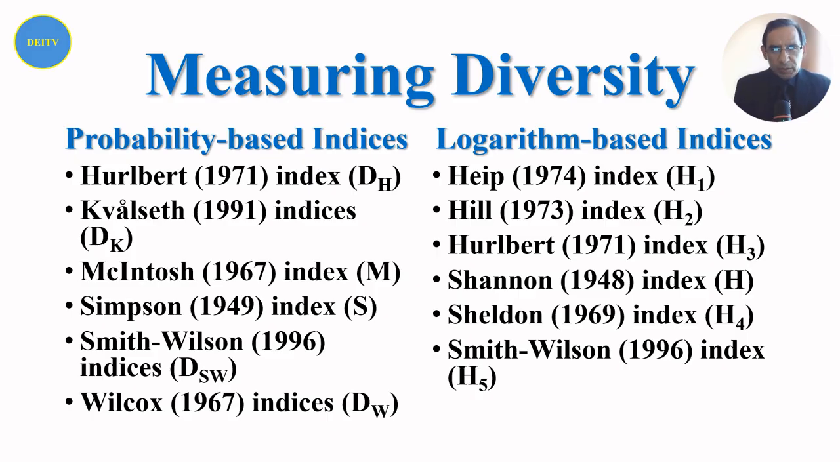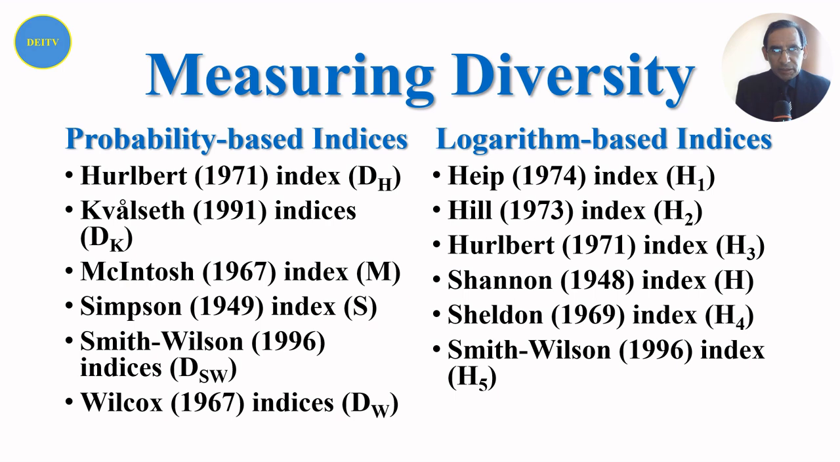As mentioned in the previous episodes, there are probability-based indices and logarithm-based indices. The probability-based indices include the Hurlbert index, which will be discussed in this episode, the Kovtsev indices, the McIntosh index, which was presented in episode 3, the Simpson index, which was presented in episode 1, the Smith and Wilson indices, which were presented in episode 2, and the Wilcox index, which will be reviewed in the following episode.